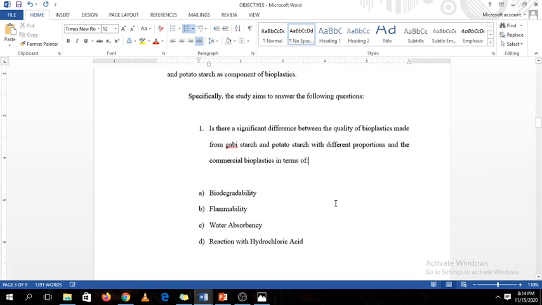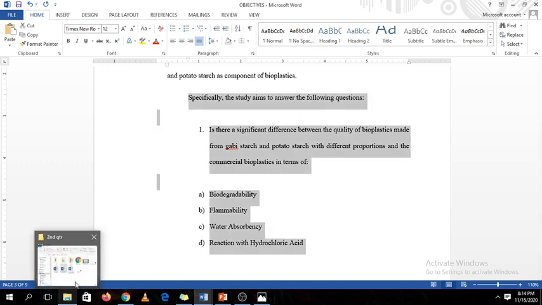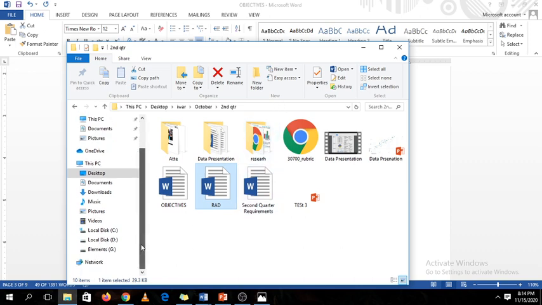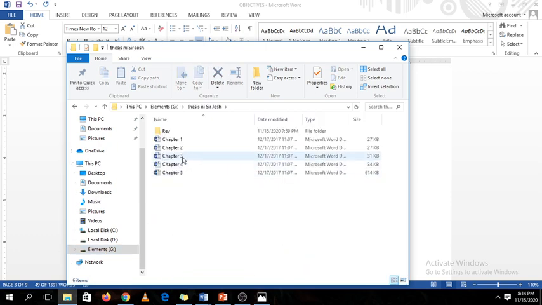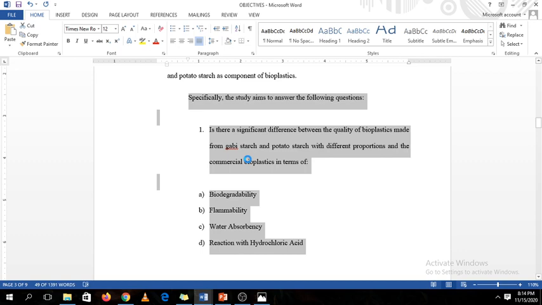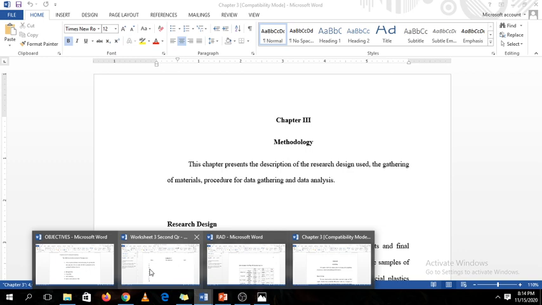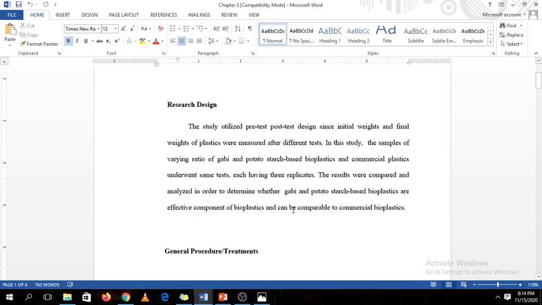Now, again, your tests and your specific objectives should be connected to your procedures. One mistake of some of you is that your procedures are not connected to your objectives. So how will you know that your treatment is effective if your objectives are not in your procedures? They should be connected. Okay? So for example, I have your sample procedure. All of your tests, the biodegradability, flammability, water absorbency, and reaction with hydrochloric acid, should be seen in your procedures.